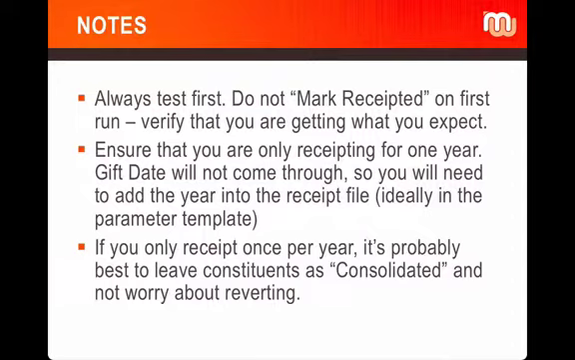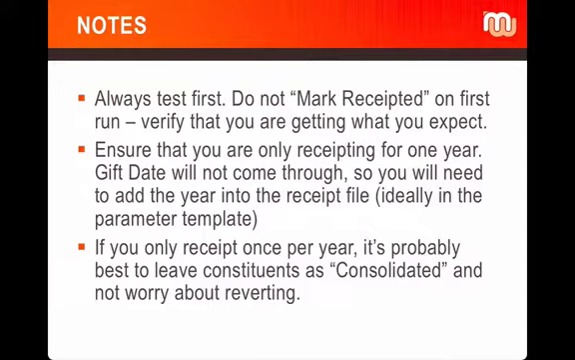When you go through, quite often you'll see very quickly if things aren't coming through correctly. So even if you believe your parameter file is set up correctly, go through, make sure it's what you expect. Ensure that you are only receipting for 1 year. So this is where I talked about the gift date problem. Consolidated will do as many gifts as you allow it to. So make sure that you have somehow determined that it is only that year.